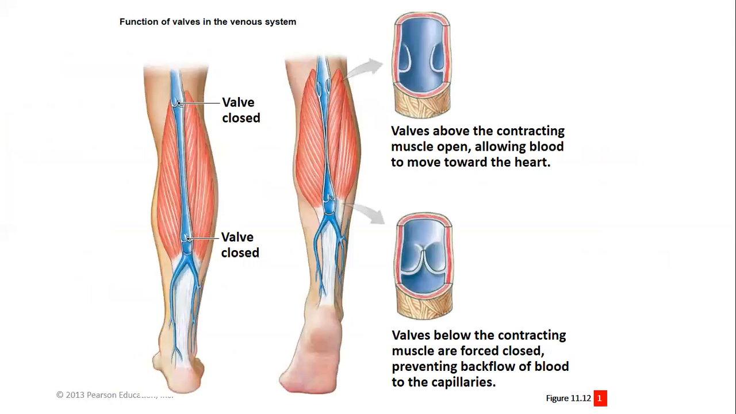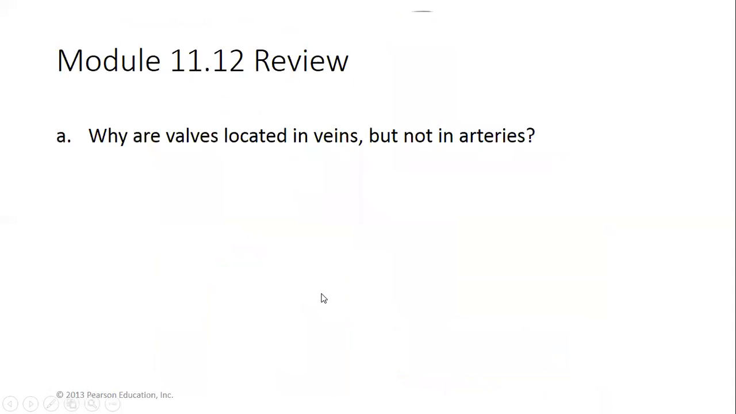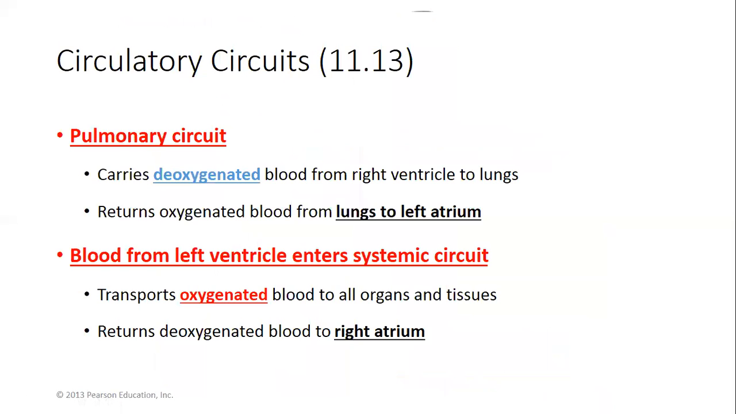So take a look. So here's a valve in a vein. When a muscle contracts, it forces blood up in this direction where the valve is open. And a little bit of blood flows back in this direction, but the valve closes to catch that blood and prevent the backflow of blood towards a capillary bed. So you have what's called a skeletal muscle pump that helps pump and move blood forward.